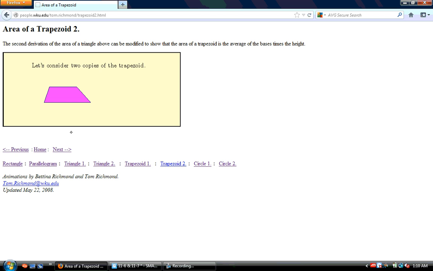So it's very similar to what we did with the triangle, though. Again, we make a second copy of the trapezoid, and then we slide them together. Now here, we end up with another parallelogram, but the length of the base is actually base 1 plus base 2, because these two had different lengths. So we get base 1 plus base 2 times the height. And then again, because it's 2 trapezoids to get that, we cut it in half to get the area of just one trapezoid.